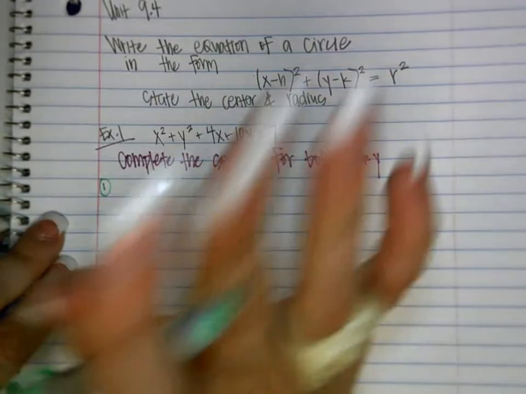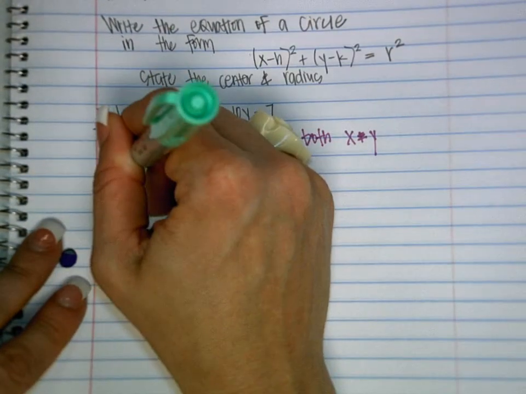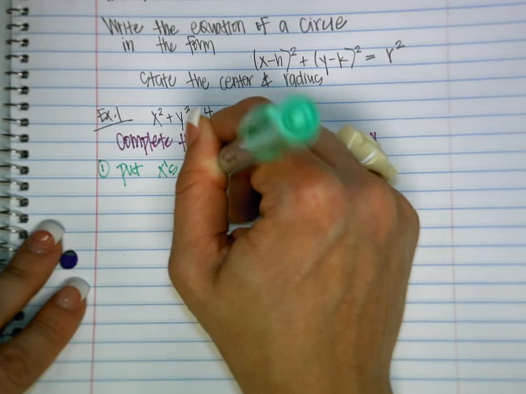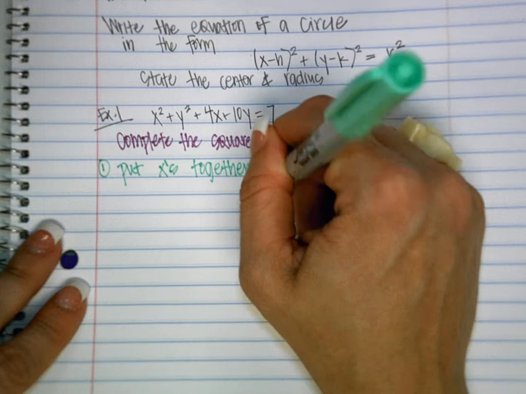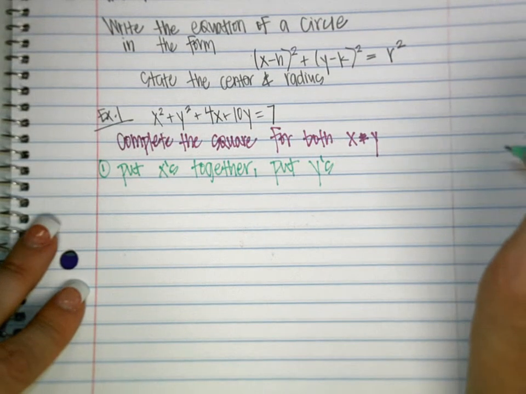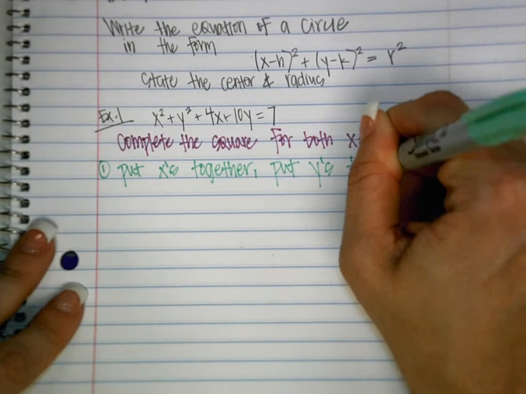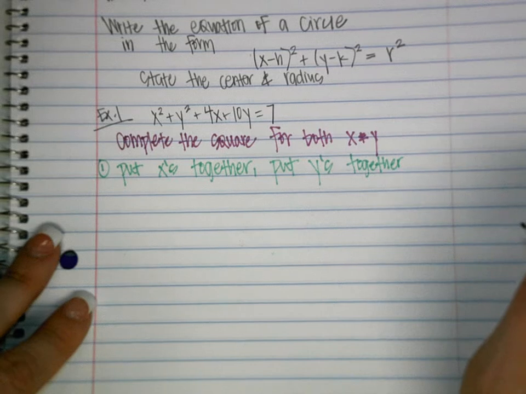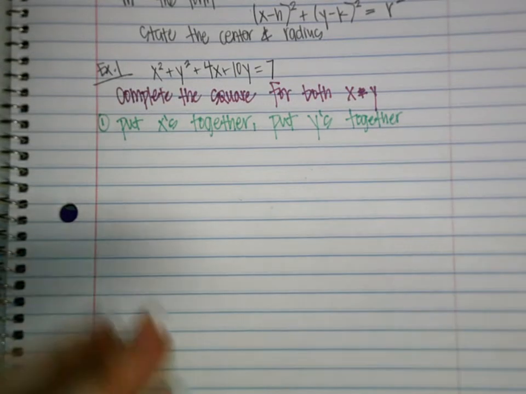In completing the square for both x and y, the first thing you need to do, and there's not a bunch of steps for this, is put the x's together. So we're going to rearrange. This is where people that hate to show work are going to have some issues. I am requiring that you rewrite the entire equation to put the x's together and put the y's together. There is a degree of work that must be shown.